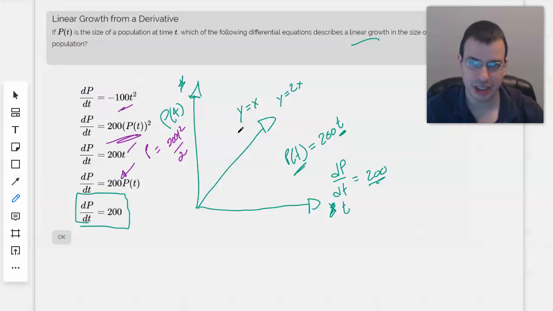But don't see a problem like this and rush into it so quickly, trying to save too much time, because you'll make a mistake and it'll hurt you in the end. So that's how I do these kinds of problems. Slow and easy wins the race.